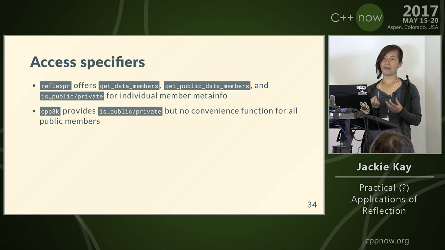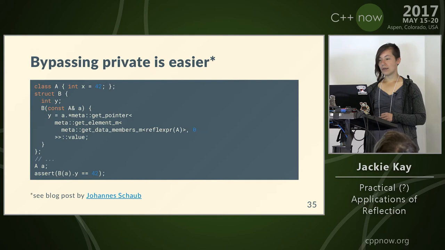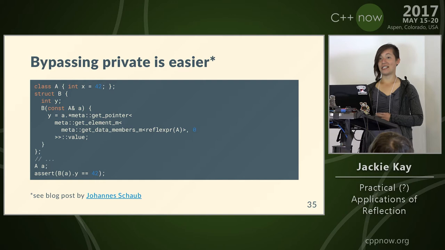So if you have something that gives you all the data members, you can then switch on if this is private, then don't do anything with it. As you can imagine, bypassing private is really, really easy with this implementation. Actually, I'm going to say easier because in the language as it is today, you can bypass private using some crazy stuff. And there's a blog post. You can Google bypassing private in C++ to find it.